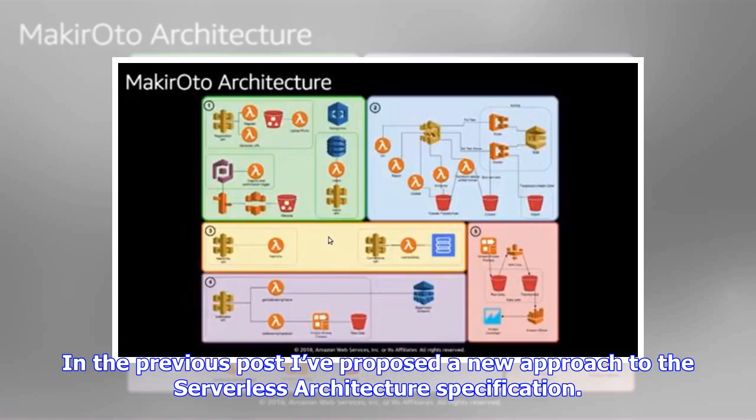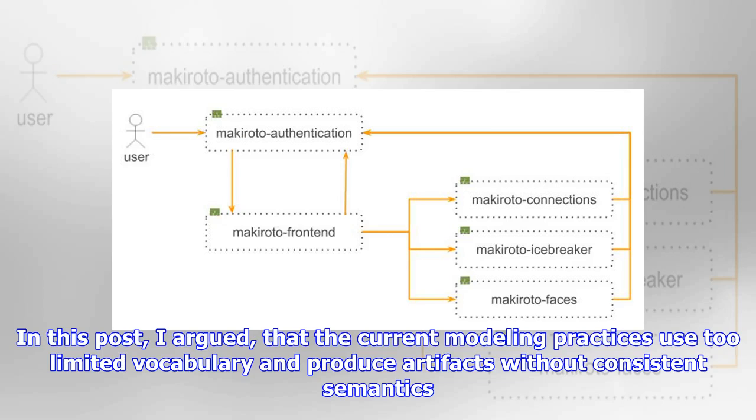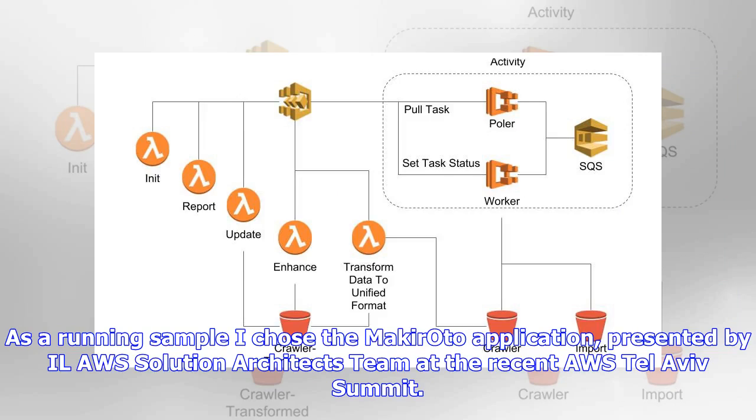In the previous post I've proposed a new approach to the serverless architecture specification. In this post, I argued that the current modeling practices use too limited vocabulary and produce artifacts without consistent semantics. As a running sample I chose the Makiroto application, presented by the AWS Solution Architects team at the recent AWS Tel Aviv Summit.